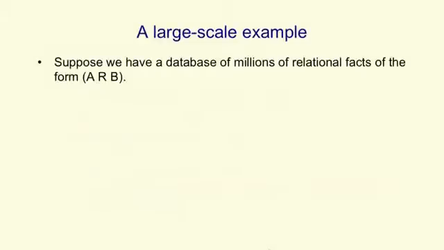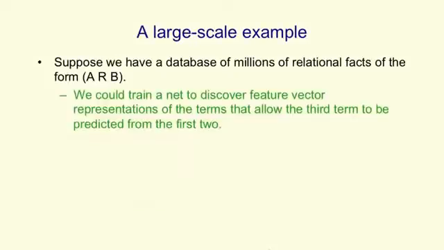That research was done in the 1980s and was a way of showing that backpropagation could learn interesting features. And it was a toy example. Now we have much bigger computers and we have databases of millions of relational facts, many of which are of the form A, R, B: A has relationship R to B. We could imagine training a net to discover feature vector representations of A and R that allow it to predict the feature vector representation of B.